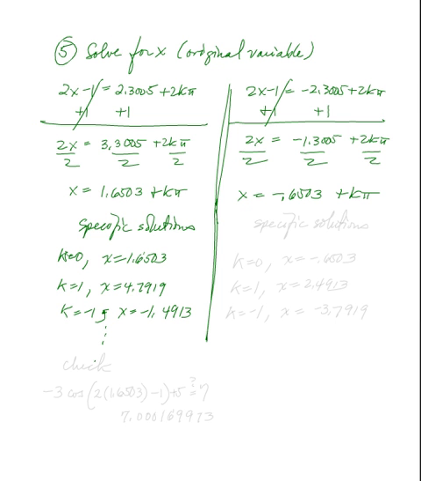And again, I'll just check one of these so you could see. Check the first solution on this. Your check would be to resubstitute your specific solution into your equation in the place of x and see if you get a true statement. So you'd have negative 3 cosine of 2 times 1.6503 minus 1 plus 5. Is that indeed 7? And I get 7.000169973. I think that's pretty good.